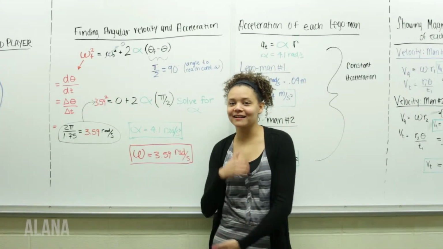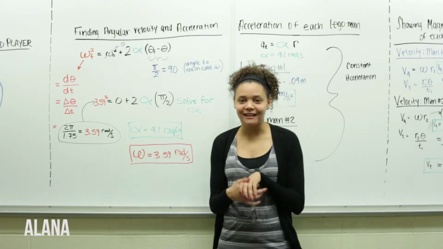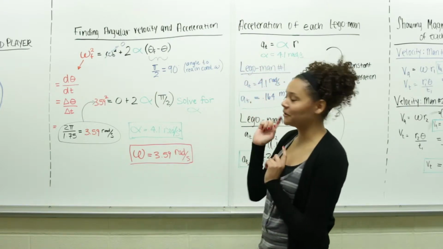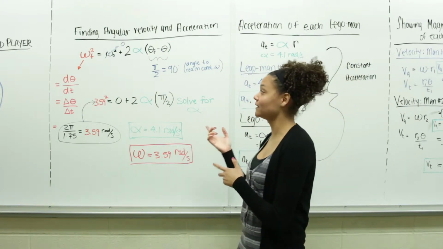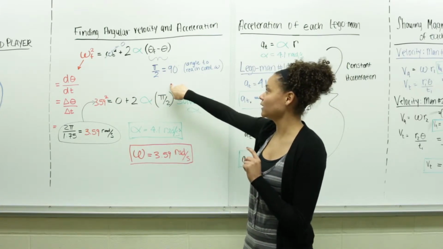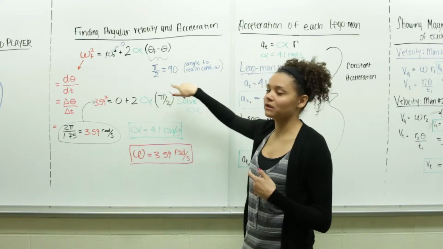Hi, my name is Alana. I'm going to explain to you the process that we use to find all of our different constants. So first, we need to find the angular acceleration and velocity of our record table. To do this, we're using one of our constant acceleration formulas. The first thing we need to find in this formula is the degree at which our record player gets a constant omega. So we measured that and we got pi over 2, which is 90 degrees.